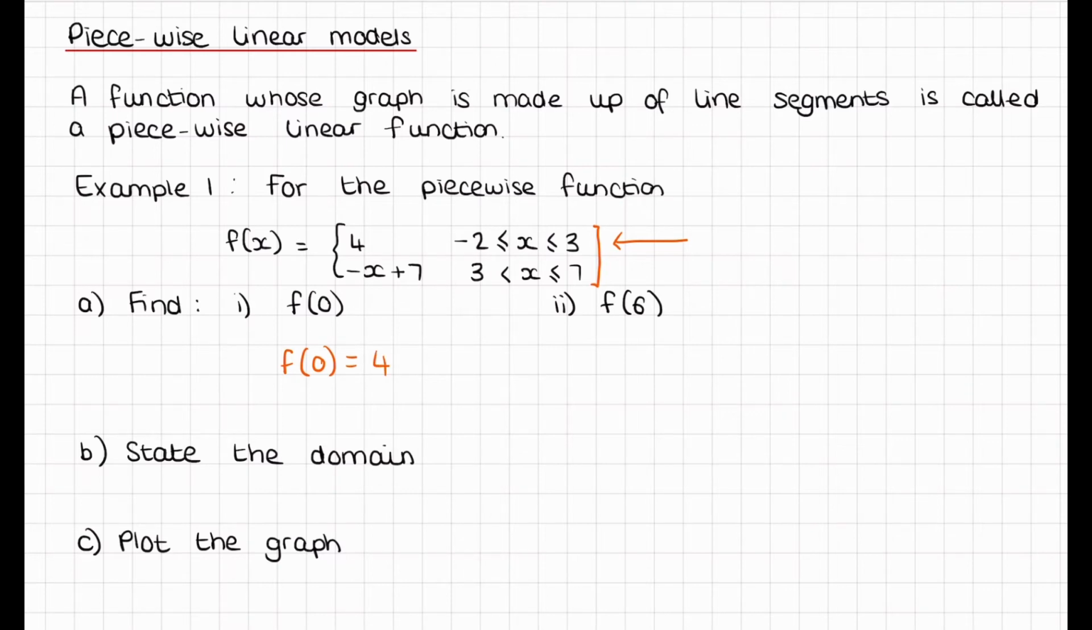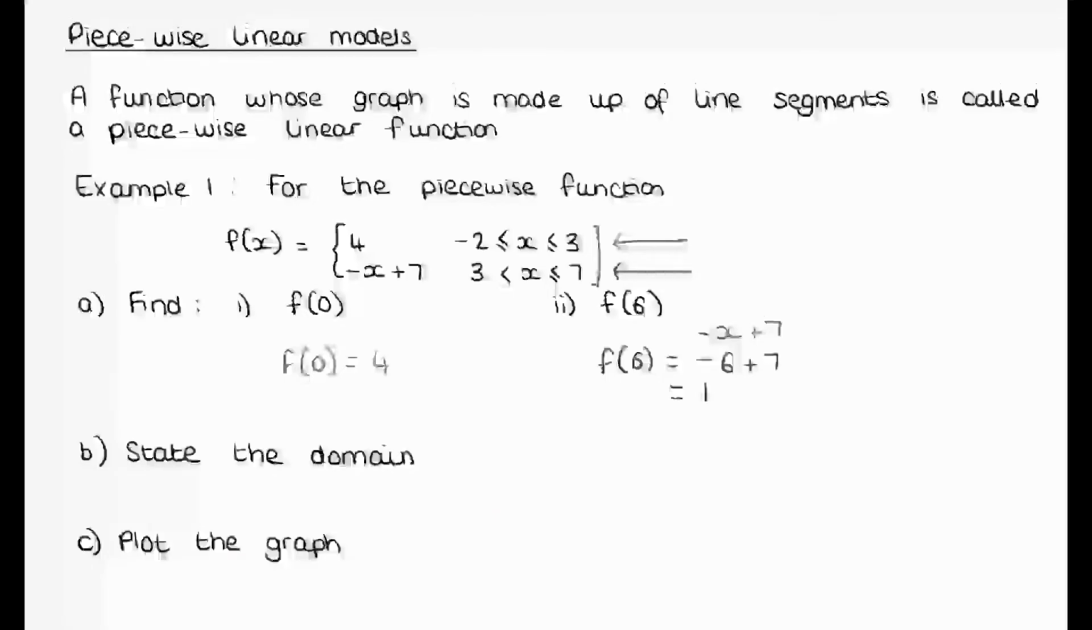Now, f of 6. Look at which one that comes under, which will be the second function, which means we need to substitute 6 into x for the second part of the function. f of 6 would equal negative 6 plus 7. That's because our original function is negative x plus 7. So we put the 6 in for x, and that would equal 1.